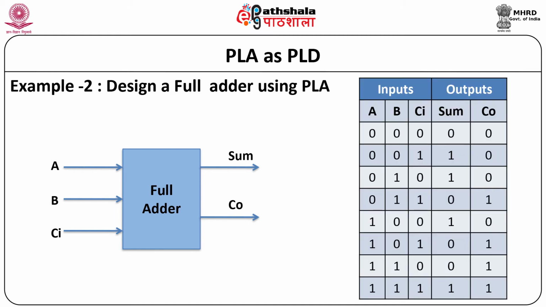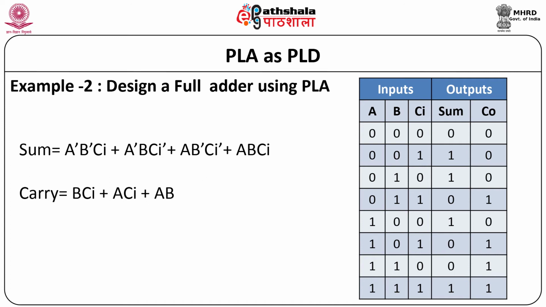The truth table for full adder contains A, B and Ci as 3 inputs and sum and Co as outputs. Sum and carry outputs for different binary values applied to the inputs are calculated and represented in the truth table. The sum output is 1 only when the number of ones at the input is odd. Carry output is 1 only when 2 or more than 2 inputs are 1.